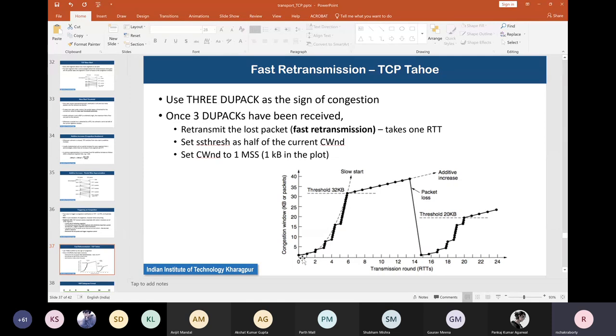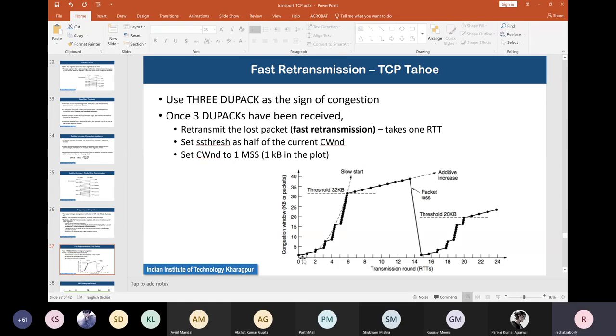This scheme is called TCP Tahoe. Tahoe is the name of a place and a lake in the USA, in the Utah state, I think. Several versions of TCP came out. What is the history behind naming these algorithms with respect to city names in that region? I don't know, but there are two very common TCP congestion control implementations.